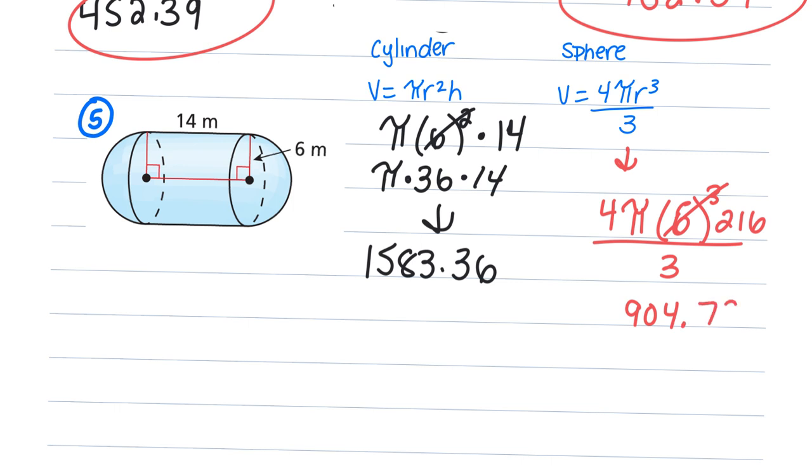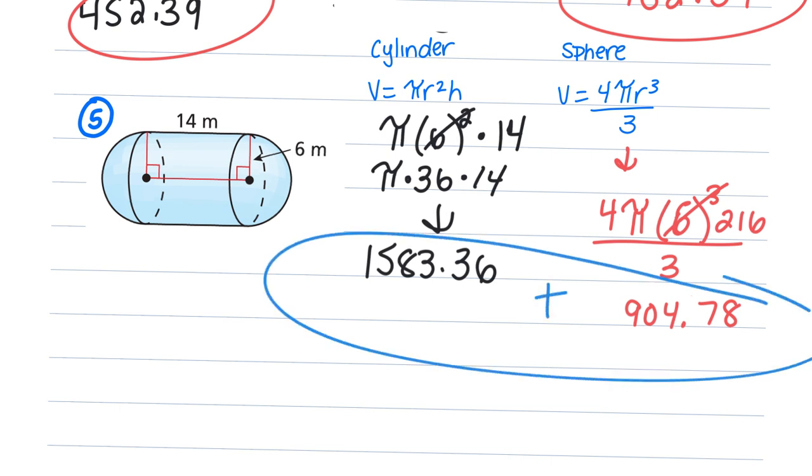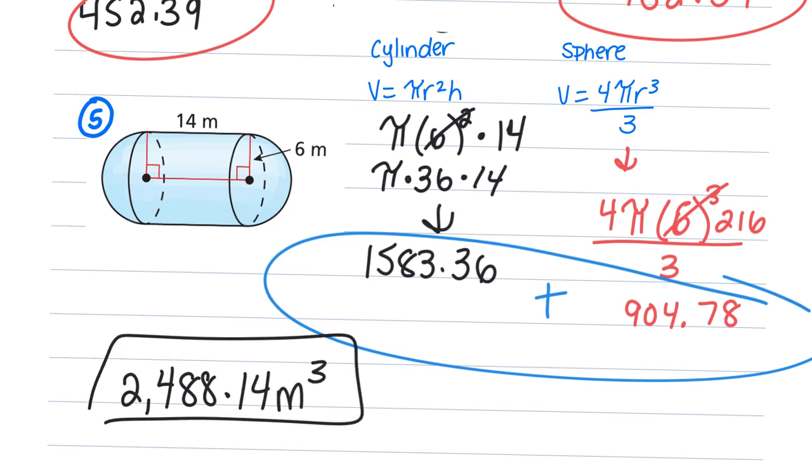All right. And then last but not least, I'm going to add those two together. Tell me our final answer. 2,000.14 and meters cubed. That would be our final answer. Do we submit this now? Yes, you may submit these notes.